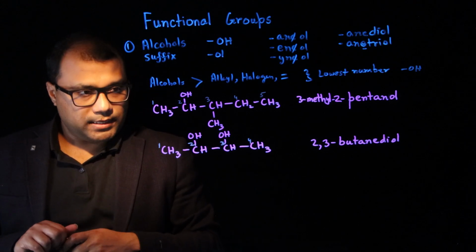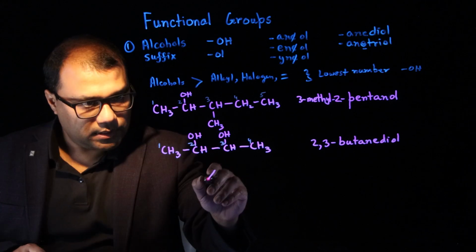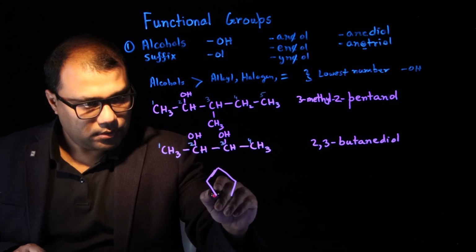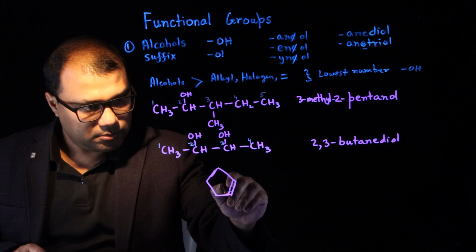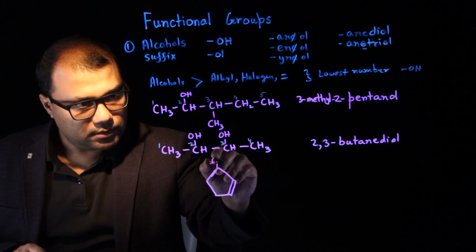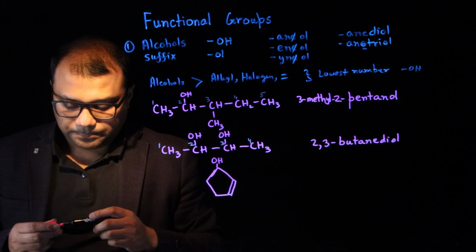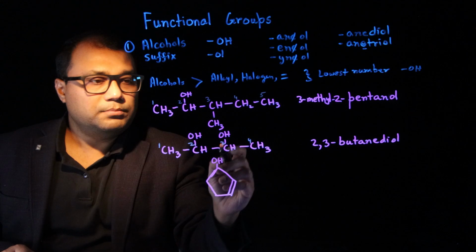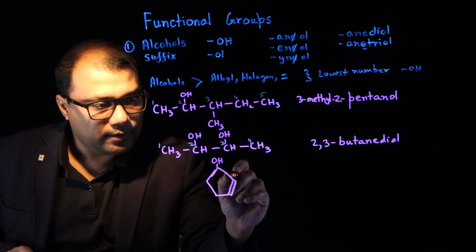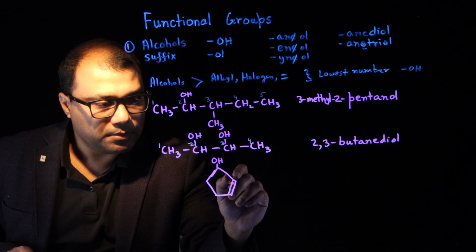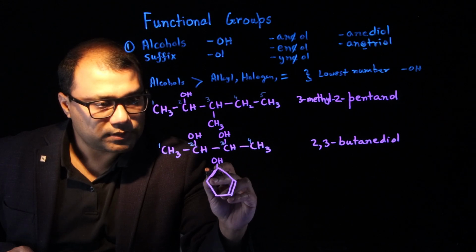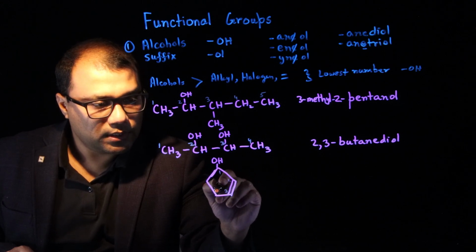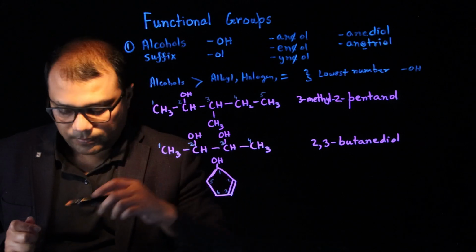Alright, let's take another, a cyclic compound example. So let's say we have this. There's a double bond here. And the OH is here. Okay. Now how do we number this? The lowest number goes to the substituent. And we make sure we number in a way so that the double bond gets the low numbers as well. So obviously we will not go this way, we will go this way. So 1, 2, 3, 4, 5.